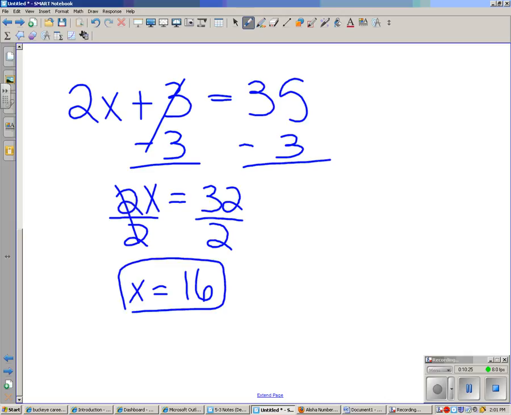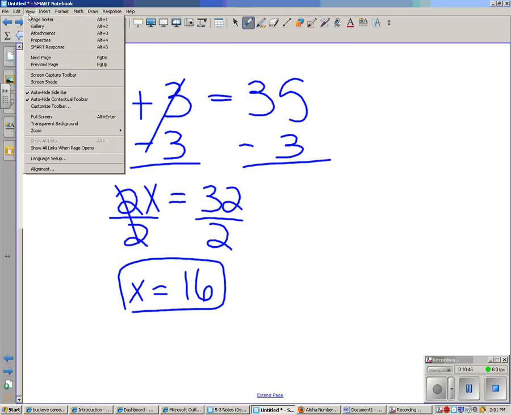I would rather solve that equation than the one in the beginning, by changing and getting rid of that fraction. Would you? Okay, me too. Let's do another one.